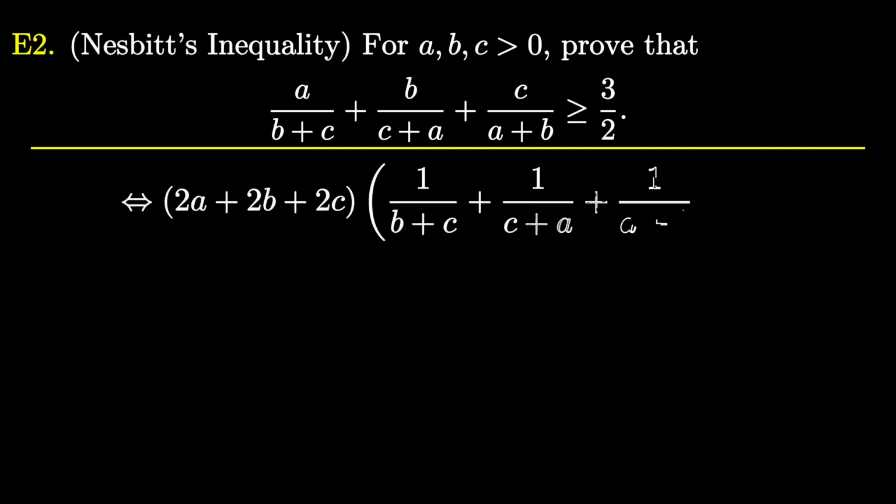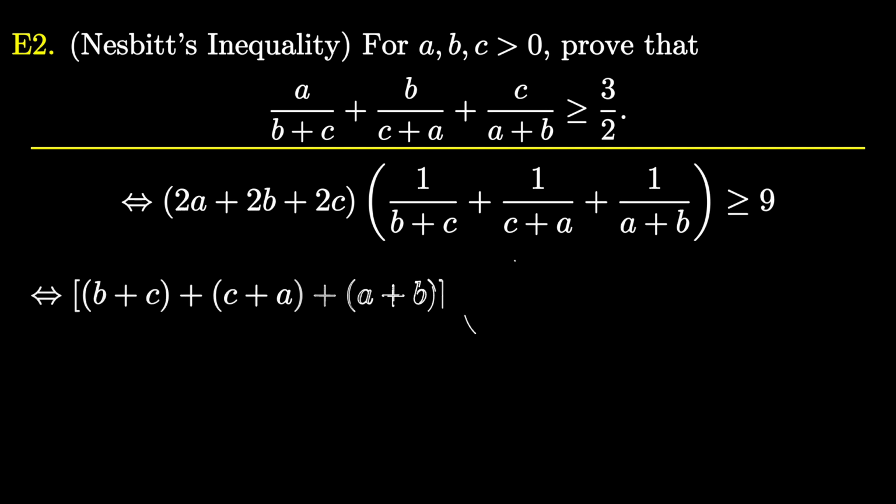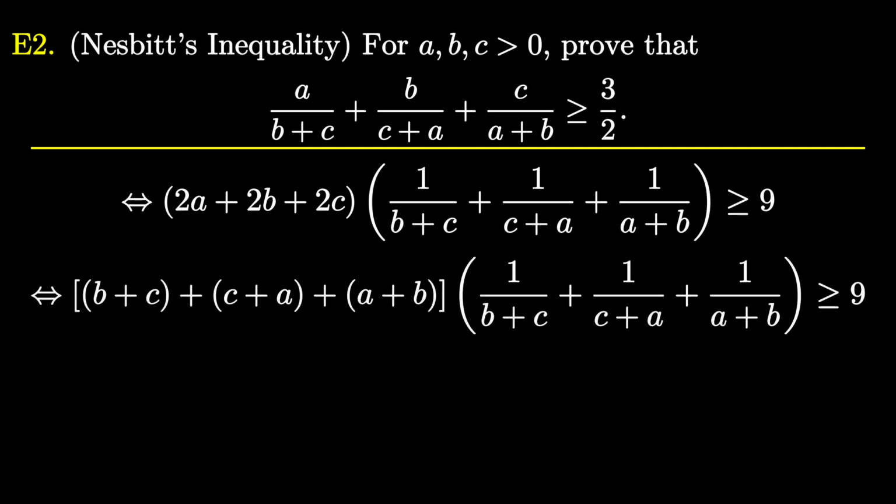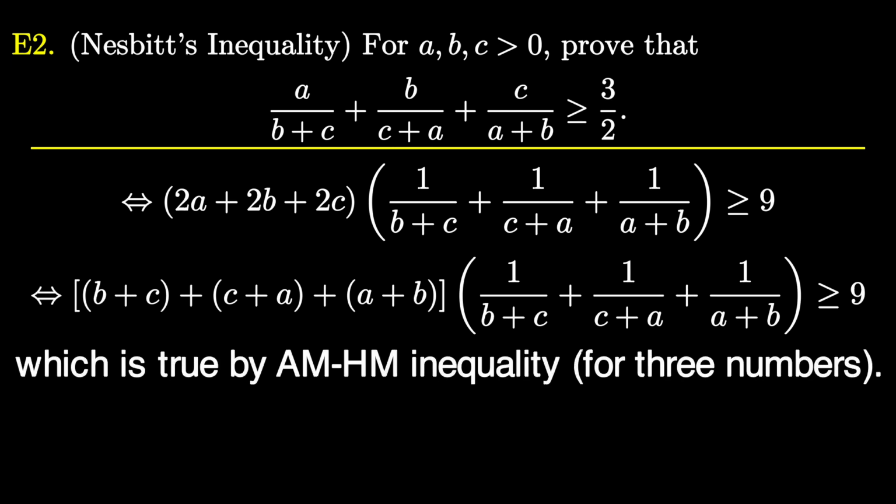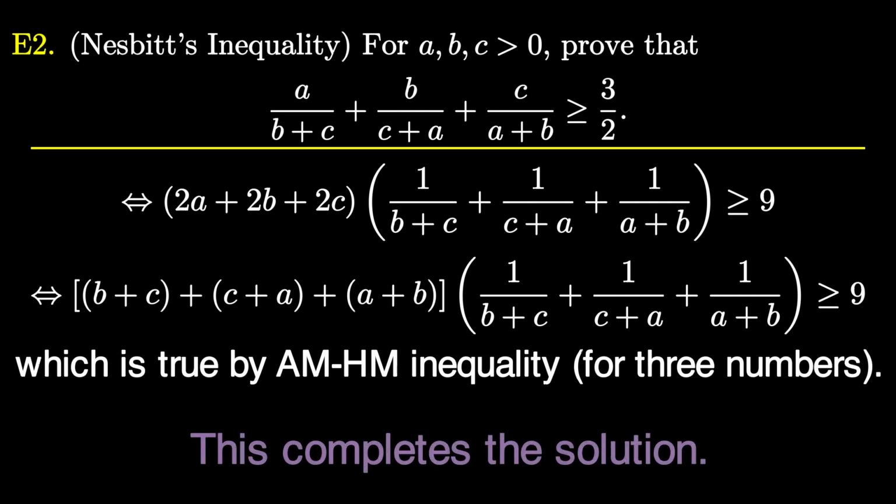If we rewrite this in this form, 2a plus 2b plus 2c can be written as b plus c, plus c plus a, plus a plus b, and thus we get that the product of the sum of 3 positive numbers and the sum of their reciprocals is greater than or equal to 9, which is of course true by the AM-HM inequality. And since all the steps were reversible, this proves the required inequality, and this completes the proof.